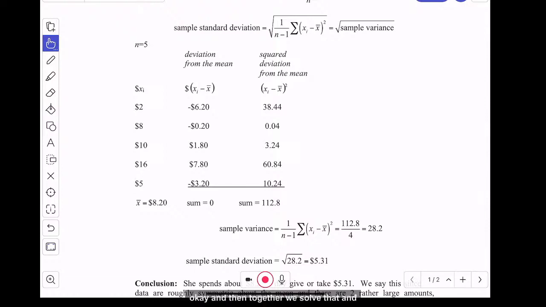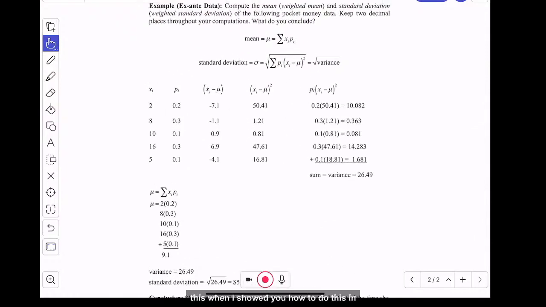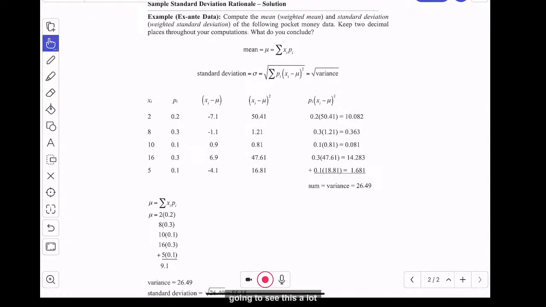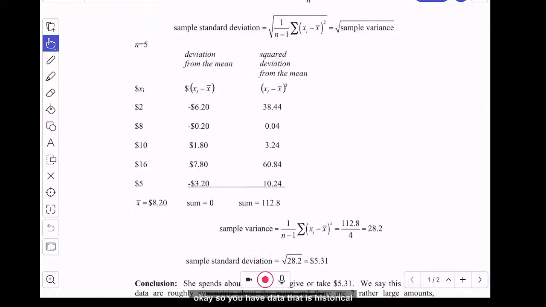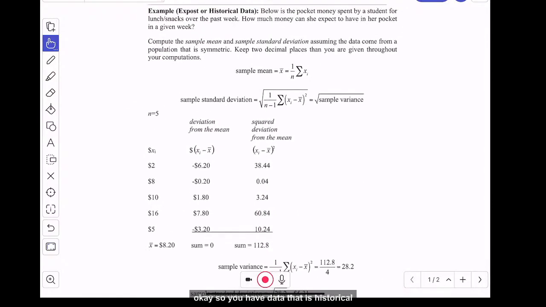Okay. And then together we solved that, and then we solved this one. I showed you how to do this in Excel. And I did this because you're going to see this a lot. So you have data that is historical. Every observation has an equal significance or value. So your average is just a regular average, and your standard deviation is a regular standard deviation.